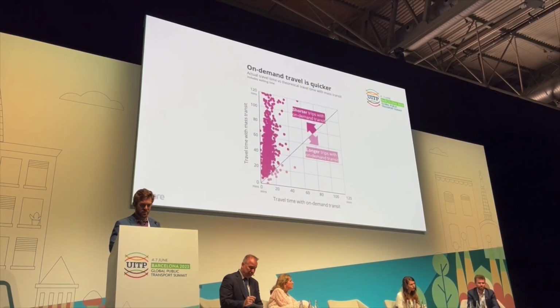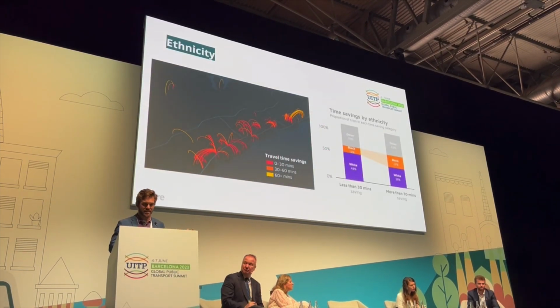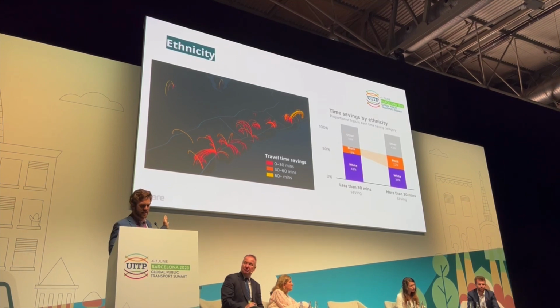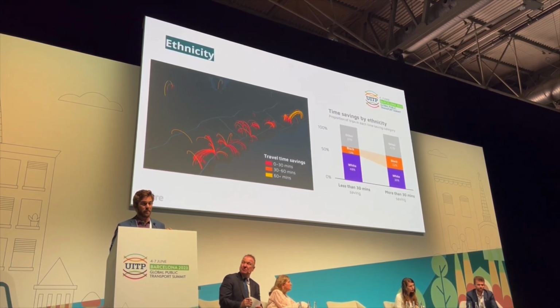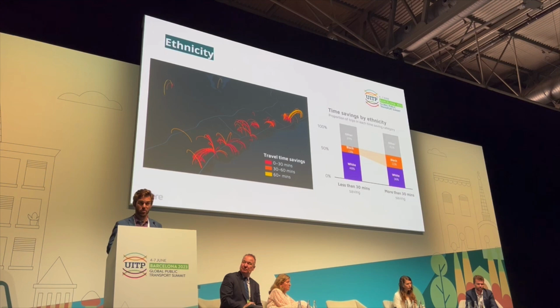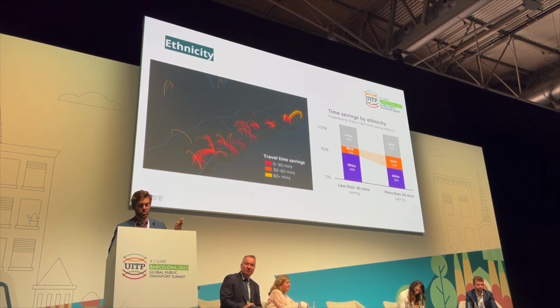And I'll finish on my kind of data slides with ethnicity. This left-hand map basically shows where people have responded they would have taken that DRT ride on public transit had DRT not been available. What would that trip have taken them on, a bus or on trains?